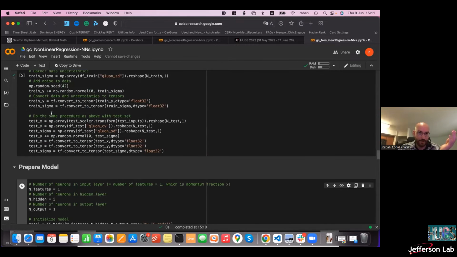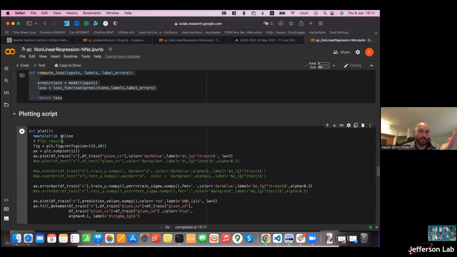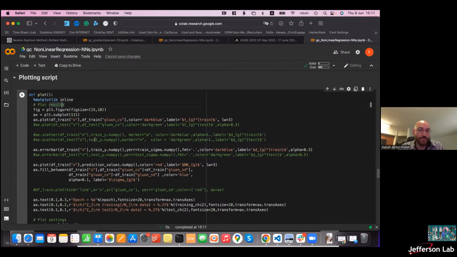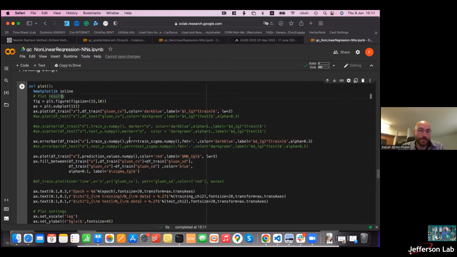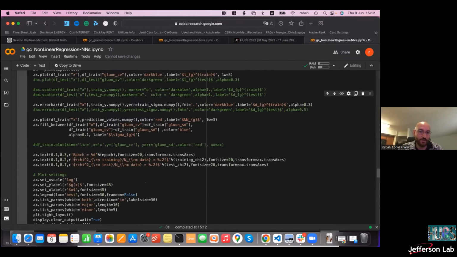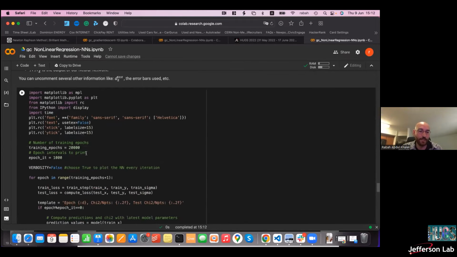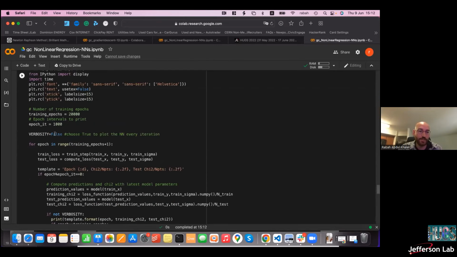I execute the cell. And here I just define a plotting script. So I gather all the information given by the minimizer, and I try to see what's going on. You can uncomment these things if you want, just to see. I keep it simple, but you can pick whatever you want to uncomment from this. This is just a function, it doesn't do anything. Right here, I finally train the neural network and plot it.